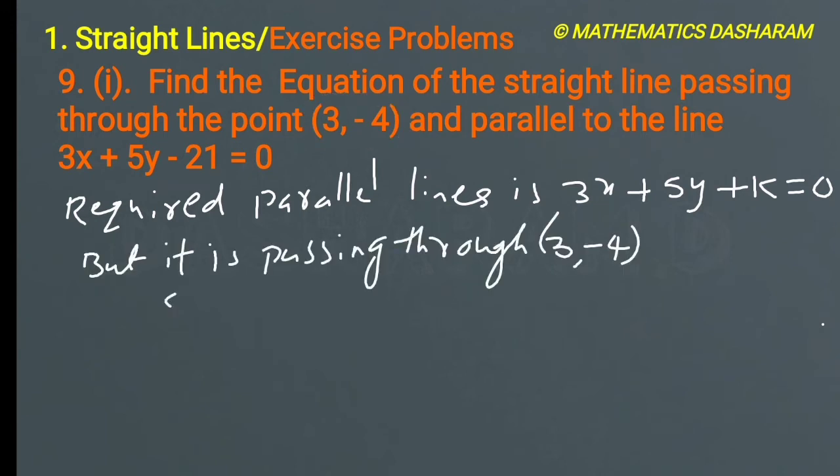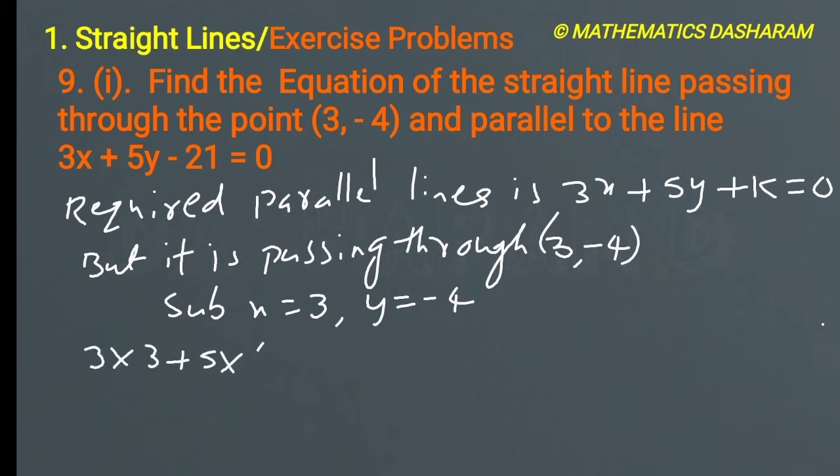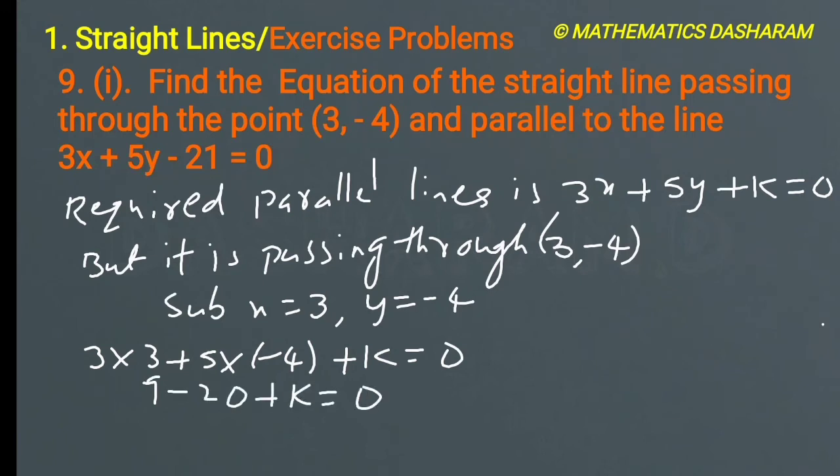So that means substitute x equals 3 and y equals minus 4. So then 3 into 3 plus 5 into minus 4 plus k equals 0. 3 3s are 9, 5 4s are 20, plus k equals 0. 9 minus 20 is minus 11 plus k equals 0. Then the required k value is 11.